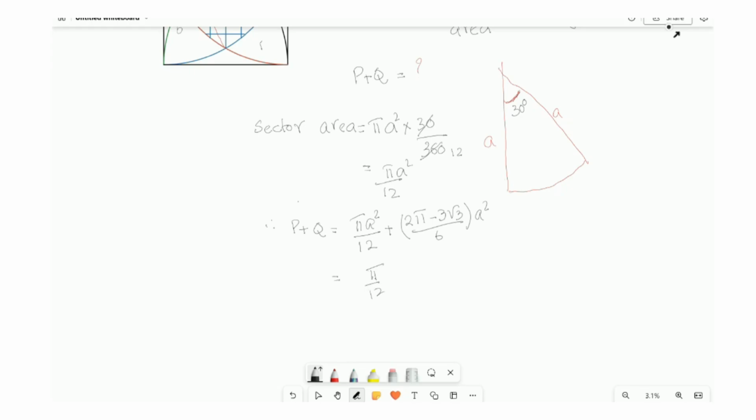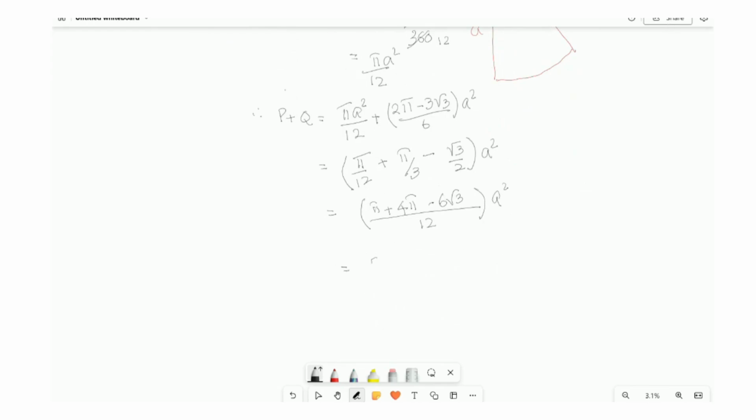So this is equal to (π/12 + π/3 − √3/2) a². 12 is the common denominator, so this is (π + 4π − 6√3)/12 times a². So this is equal to (5π − 6√3)/12.